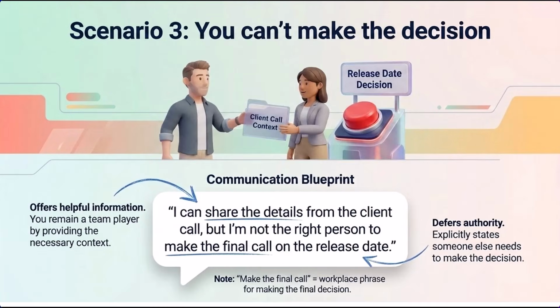Scenario number 3, you can't make the decision. The decision maker is somebody else. How do you communicate? I can share the details from the client call, but I'm not the right person to make the final call on the release date. Right? You've clearly communicated that you can do this, but you are not the final decision maker. The final decision rests with somebody else. Right? You've offered helpful information and you've deferred the authority. You've told them very clearly that this is not something which you can decide.